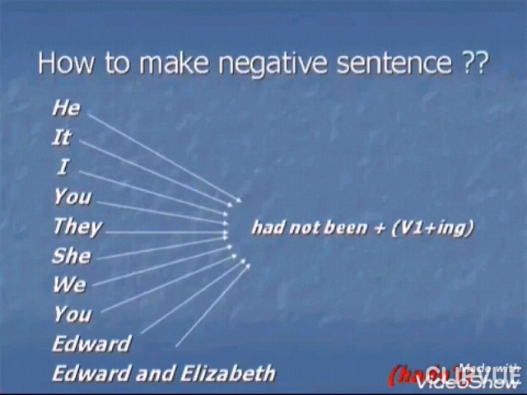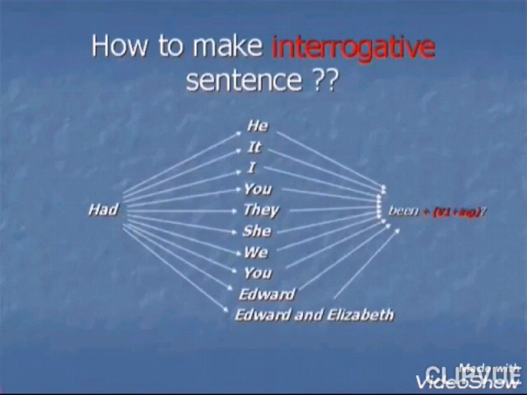How to make a negative sentence in the past perfect continuous? By using had not been plus verb plus ing, or you can say hadn't been plus verb plus ing, with all pronouns, and the singular like Edward or the plural like Edward and Elizabeth. For example, he had not been eating cookies, it had not been sleeping well, I had not been trying bananas, you had not been phoning your friend, they had not been studying science, she had not been eating sushi, we had not been cooking, you had not been studying, Edward had not been playing the guitar, Edward and Elizabeth had not been writing letters for many years. So the negative form of the past perfect continuous has not been plus verb plus ing.